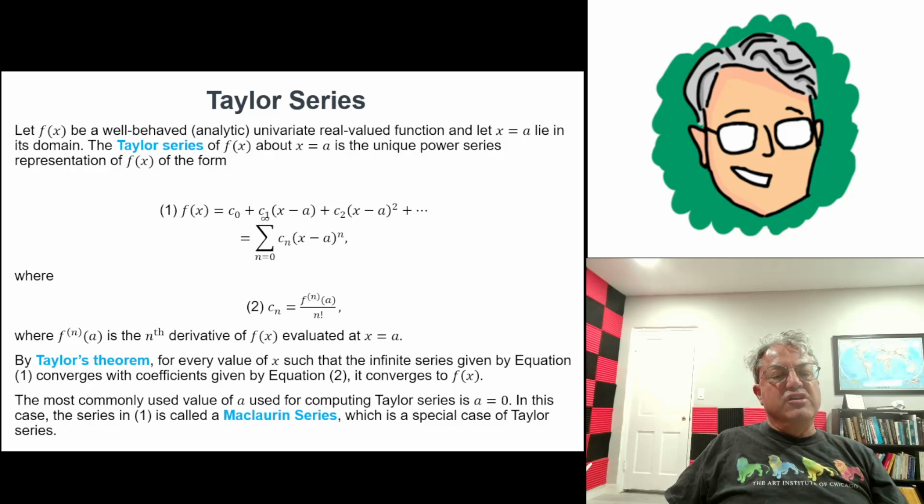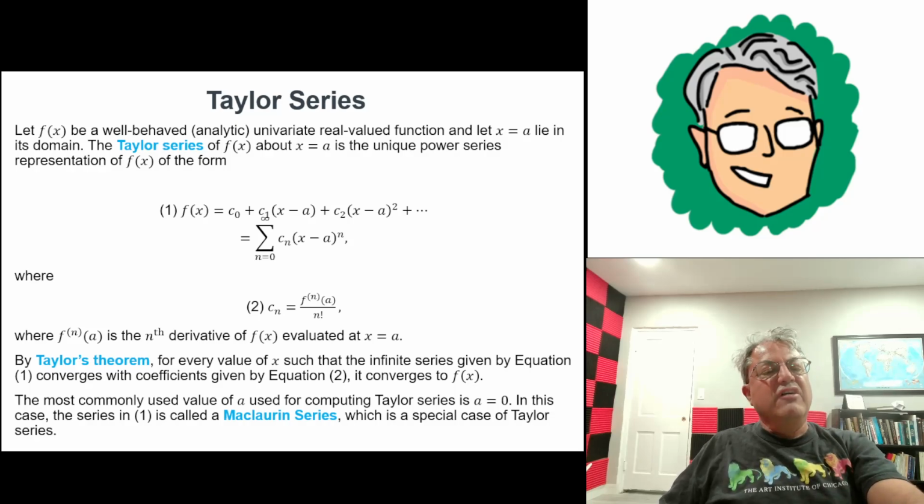So anyway, another thing I should mention is that the most common value of a that's used is a equals 0. And when we're expanding Taylor series about x equals 0, it has another name. It's called a Maclaurin series. I think Maclaurin lived around the same time as Taylor, and I think he discovered this series independently of Taylor. But the Taylor series is more general.